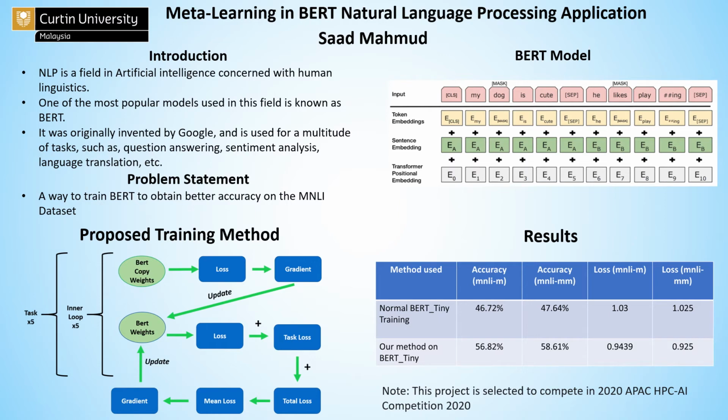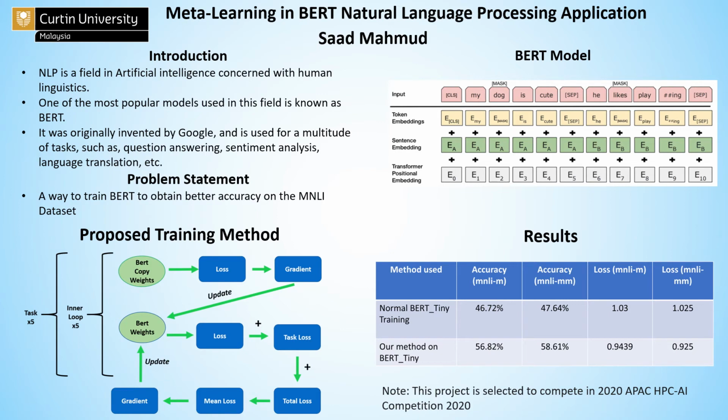The inner loop is used to optimize the model for better accuracy or lower loss. In the outer loop, we try to optimize the model to learn better model parameters. So what this does is it creates a model that can generalize to a multitude of real life tasks, and it leads to a better real life accuracy.